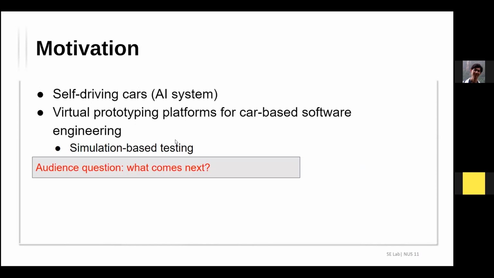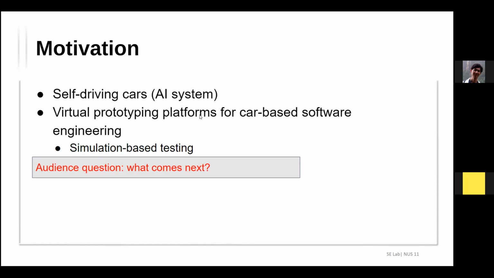Now we talk a little bit about the motivation for the paper. We already have the concept of self-driving cars. It's not new in any stretch of the imagination, which is an AI system where the car can move itself around obstacles and pathfind and all that stuff. However, the new recent innovations are virtual prototyping platforms for this car-based software. As I mentioned before, this is the virtual software that lets us test the cars in the digital world without having to actually test them in the field.